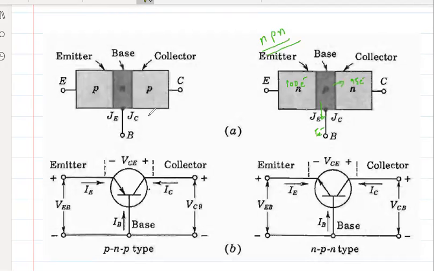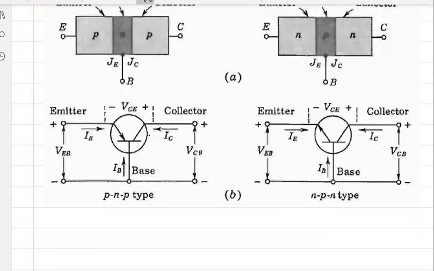In the same way, I can say that if I'm having 100 holes in P, 5 holes will go here and then 95 holes will go here. Just think about the holes. So now let's talk about the parameters. I hope all of you understood the construction and working principle. Tell me, guys.